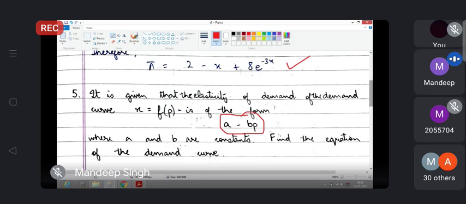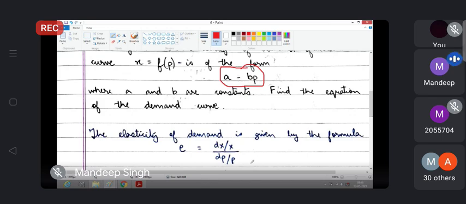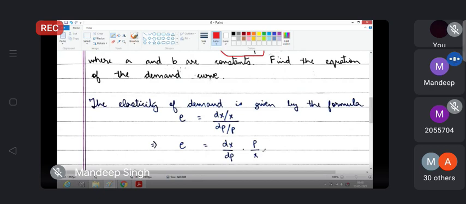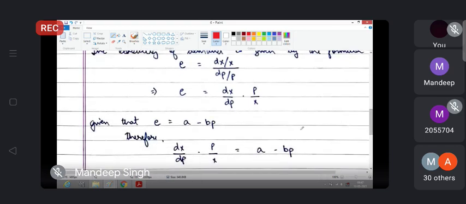Again, apply the elasticity of demand formula. Elasticity is equal to dx over x divided by dp over p, which can also be written like this: dx over dp into p over x. Given to us, elasticity is equal to a minus bp in the question. Therefore, dx over dp into p over x is equal to a minus bp.